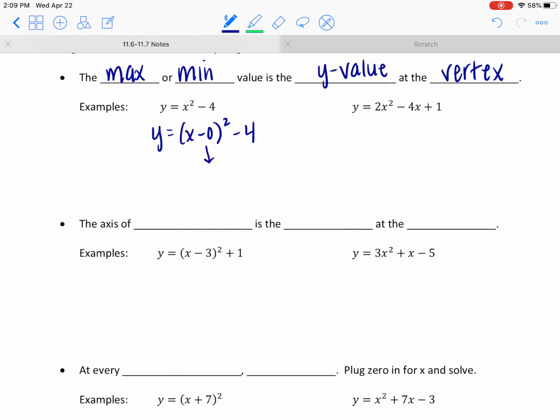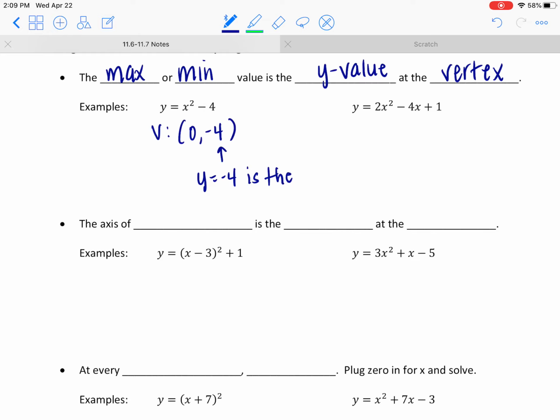Okay, so here, this is technically vertex form. Can you see how if I put x minus 0 squared minus 4, that is the same function? So we're not adding or subtracting anything to the x. We're just subtracting 4 here. So my vertex would be at 0, negative 4. Okay, so here, let me get rid of this. My vertex is at 0 and negative 4.